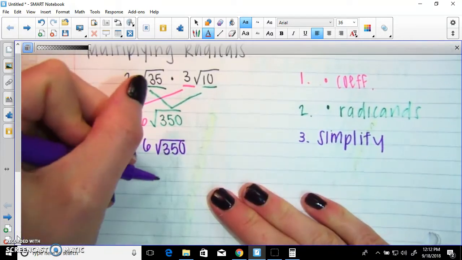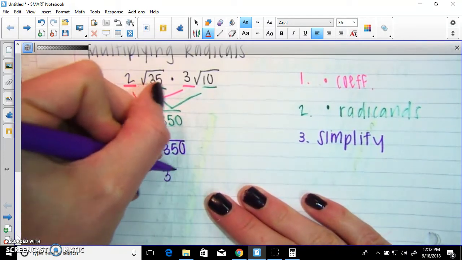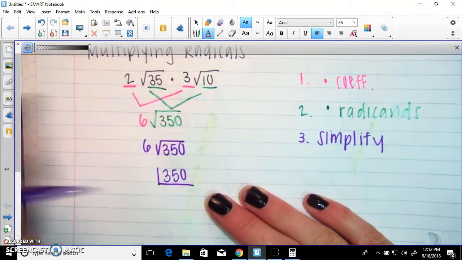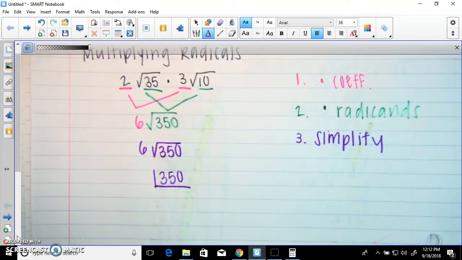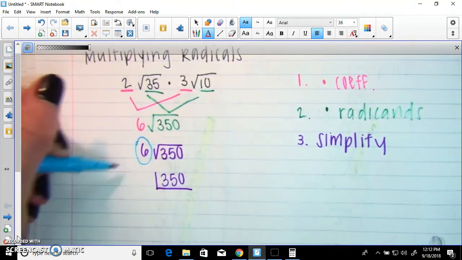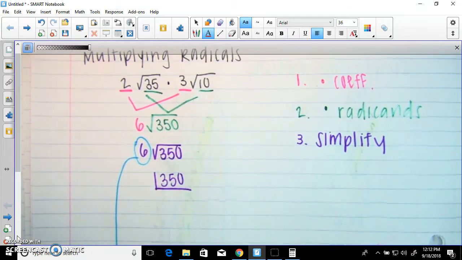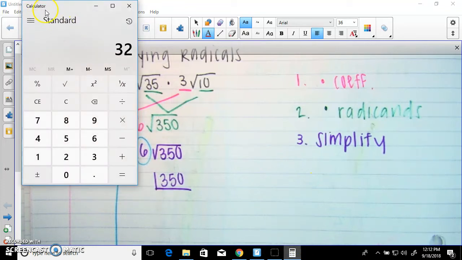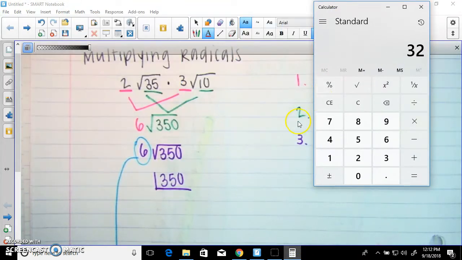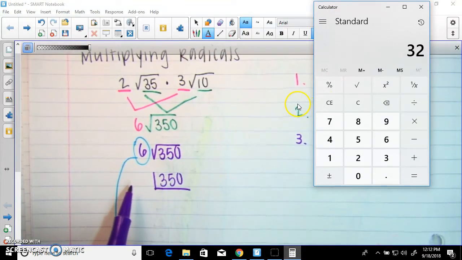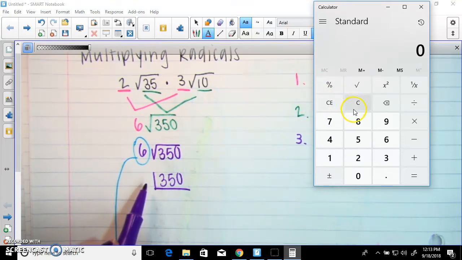And I'm going to do my upside down division with the radical. So 350, upside down division. This 6 is definitely going to be important in the end, so we're just going to keep that in mind. It's going to come down eventually. All right, let's do some division. So 350. Now, a lot of people see 350 and they think, oh, I want to divide that by 10. While 350 is divisible by 10, 10 is not a prime number.